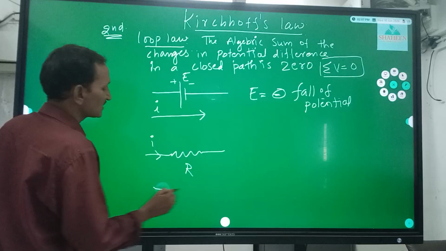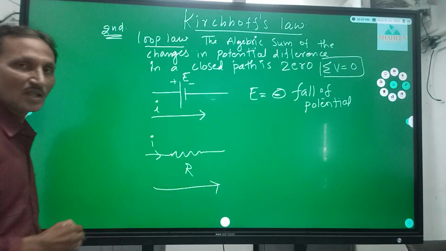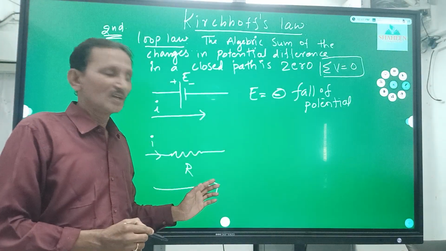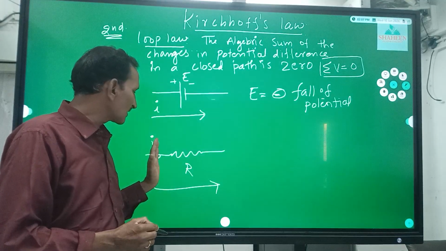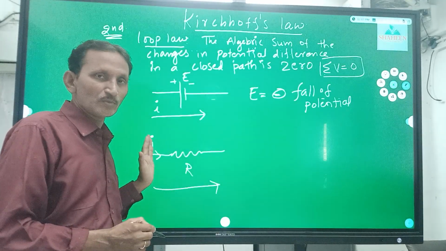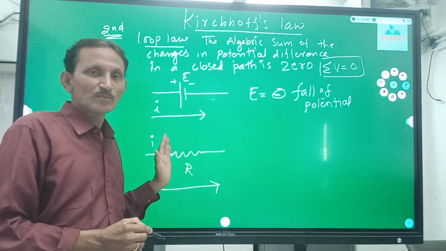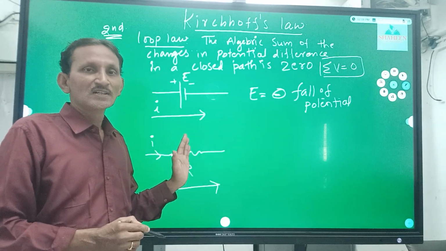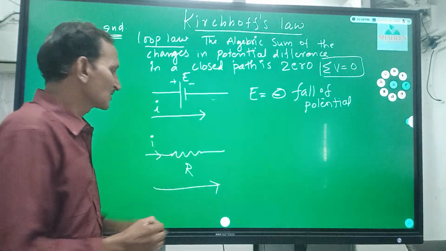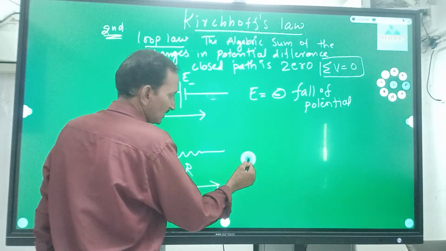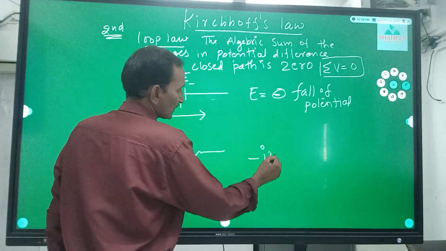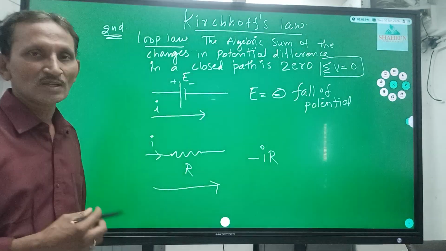you are considering one resistor here, current is coming in this direction, and your path is in this direction. If you are moving in the direction of current, take the sign as negative IR, negative IR.